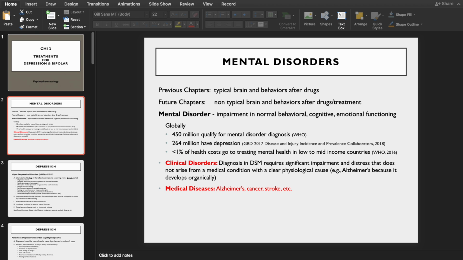And typically, before we make a mental disorder diagnosis, we want to make sure that the symptoms are not related to any medical condition such as Alzheimer's, cancer, or stroke. Any of these medical diseases can lead to psychological disorders. So once the medical doctor confirms a medical diagnosis, then we can determine how that diagnosis is impacting their functioning.